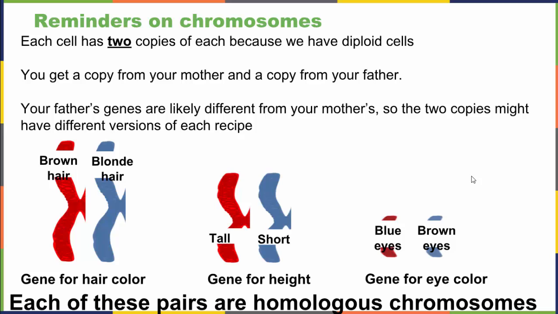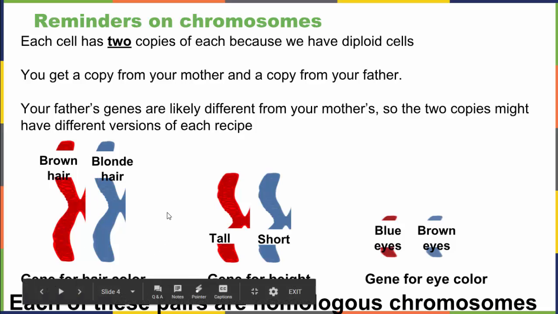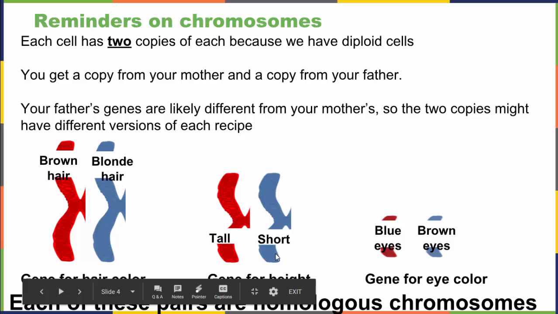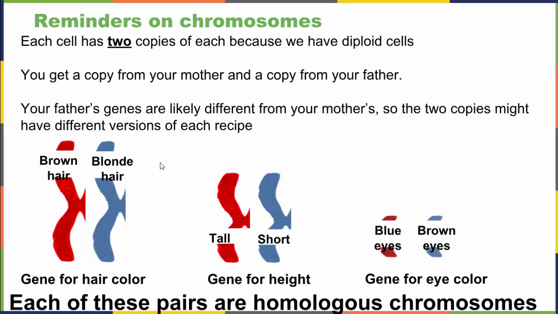For example, on that left chromosome, the long chromosome, which we said had a gene for hair color on it, 2 options might be brown hair or blonde hair. For height, maybe you get tall height or short height. And for eyes, blue eyes or maybe brown eyes. So notice that the long chromosome still has that hair color recipe. It's just, which version do you get?